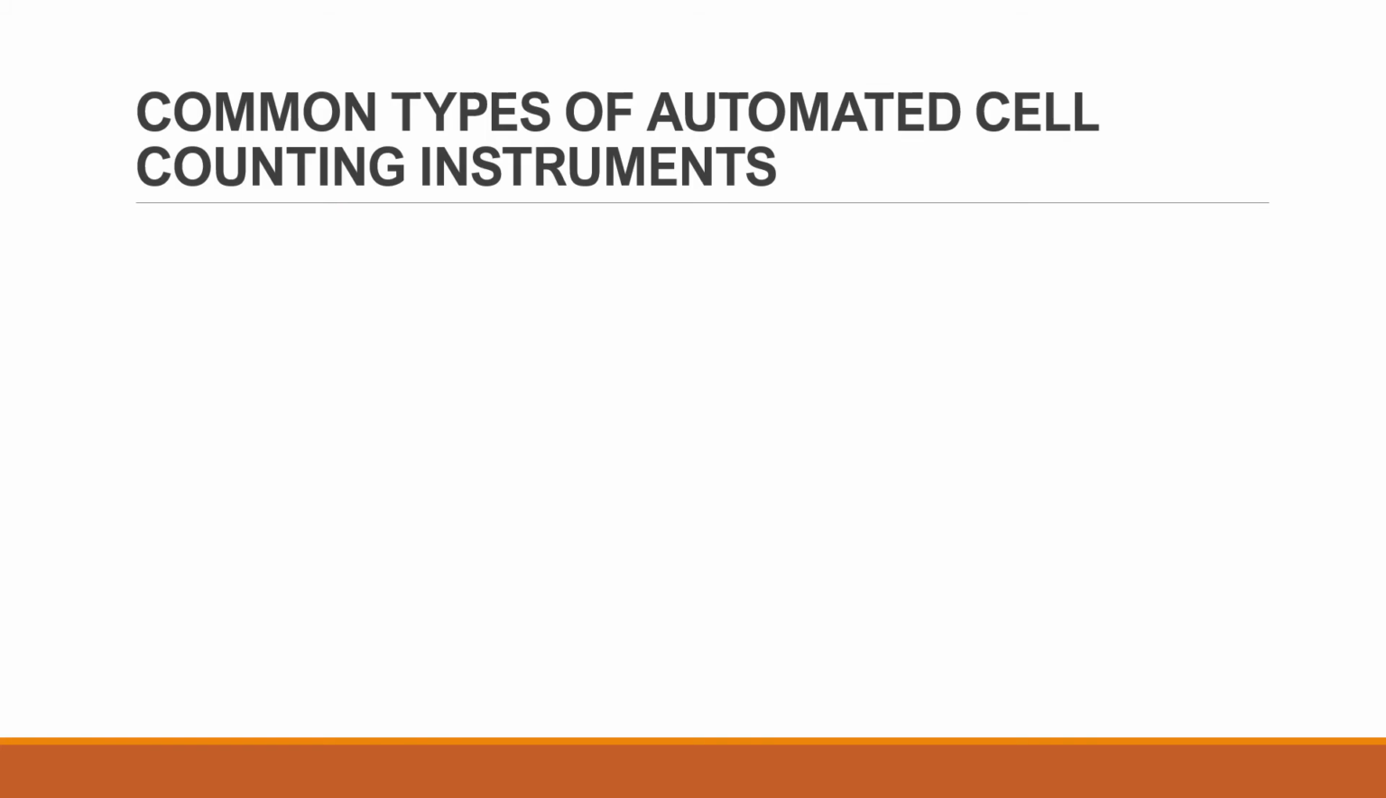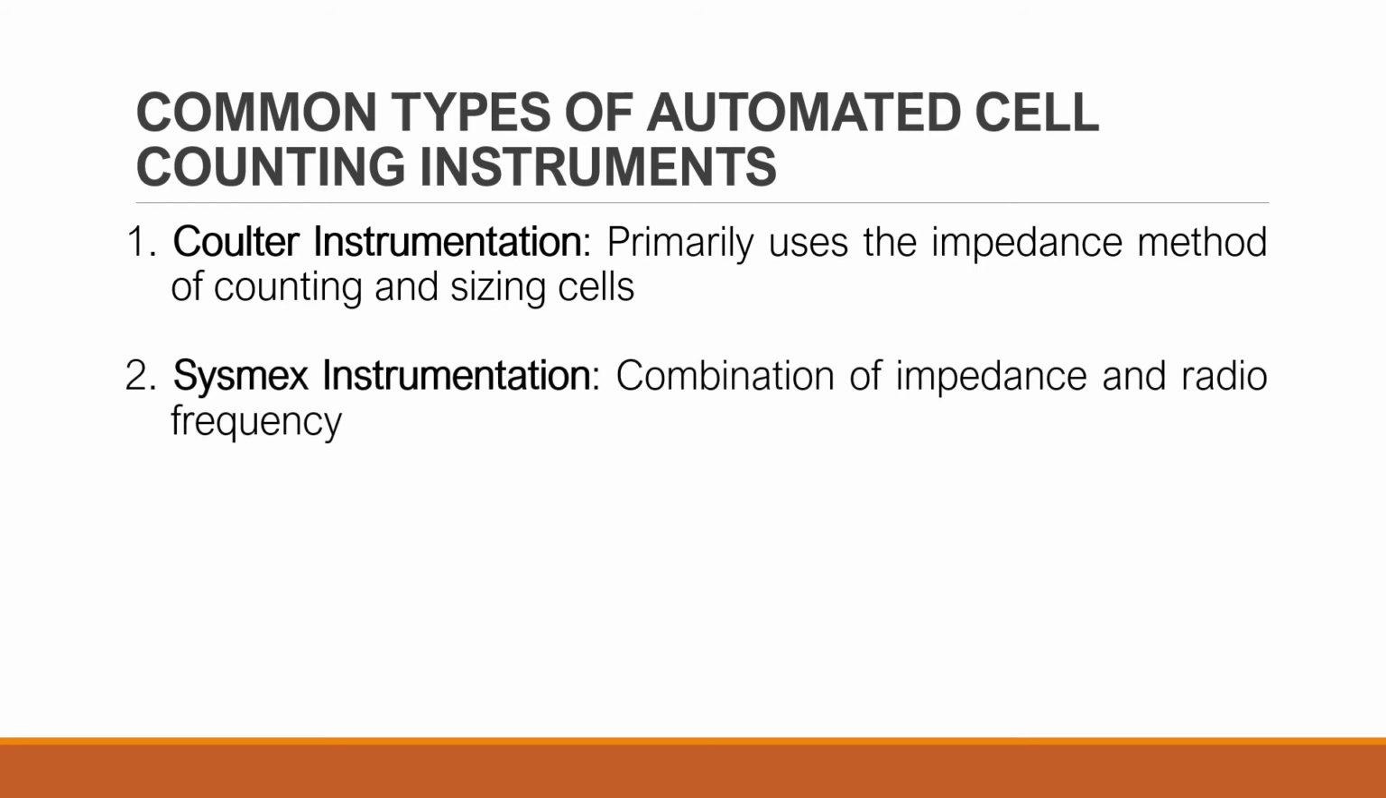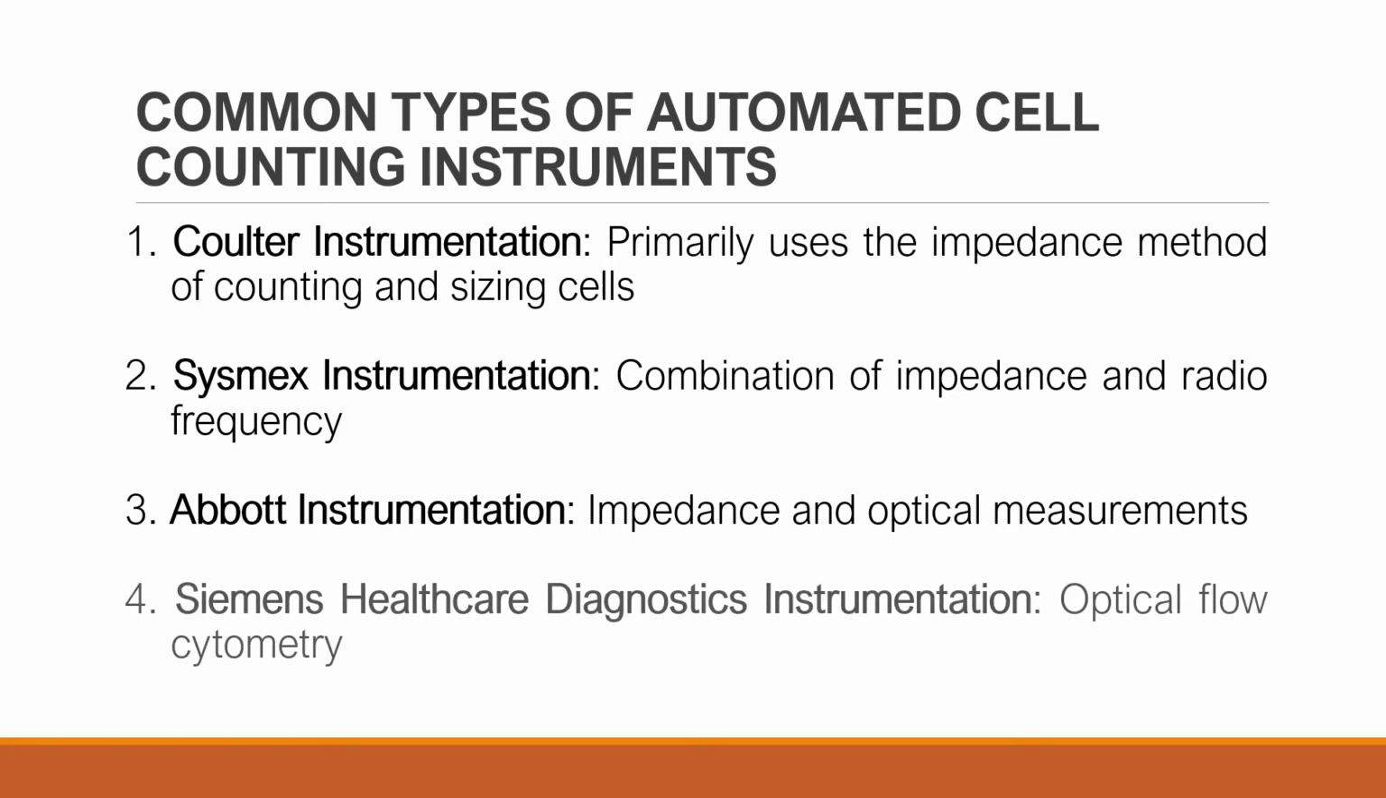Now, what are the common types of automated cell counting instruments and the method or principle they employ in counting the different cellular components? First, we have the Coulter instrumentation. This one primarily uses the electrical impedance method of counting and sizing cells. We also have Sysmex instrumentation, which uses a combination of impedance and radio frequency. Then we have Abbott instrumentation that uses electrical impedance and optical measurements. And lastly, we have the Siemens Healthcare Diagnostics instrumentation, which makes use of optical flow cytometry.